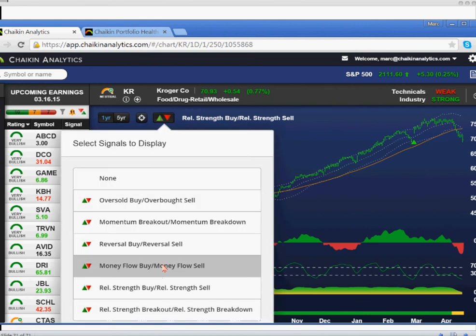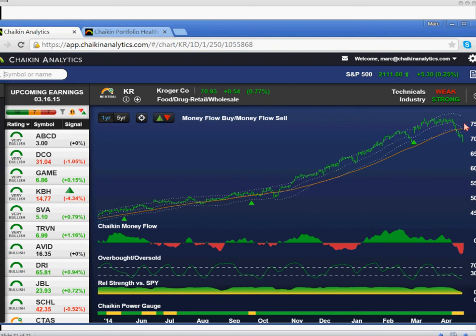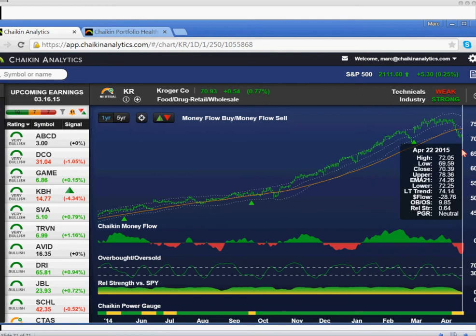Let's see if there were money flow buys there. Yep. Stock is broken down through support. There's some selling going on. The power gauge has turned neutral. I'm going to be looking for an opportunity to take profits off the table if the stock rallies back to our long-term trend line, which is a double smooth 200-day exponential average. That's at roughly, not roughly, it's an exact 15.